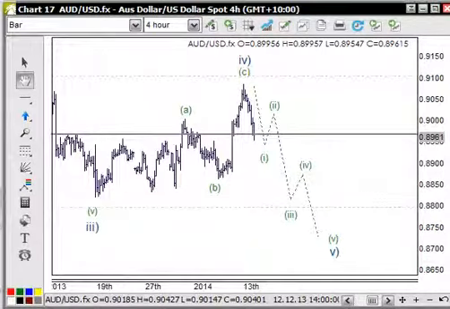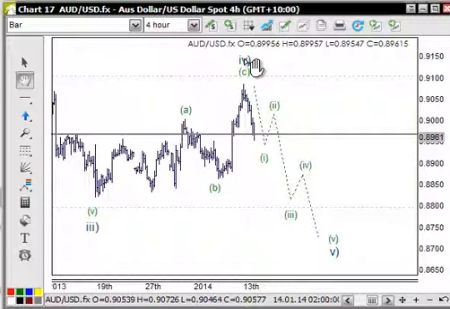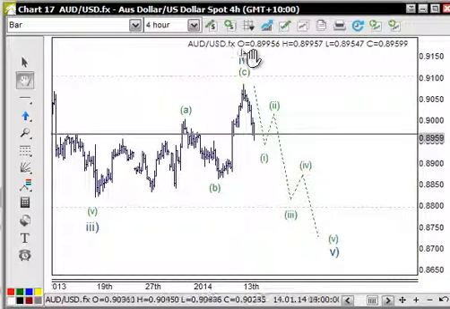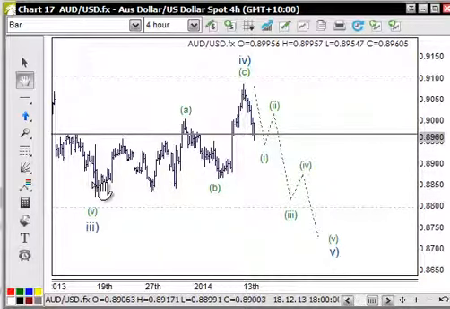The Australian dollar appears to have completed its wave 4 rally up into this area through here, and technically we should be seeing a 5-wave structure to the downside now. Okay, so that's what we'll be looking for. However, we need to be careful because wave 4s are complicated. They're sideways and complicated, and we can see that it's complicated through here.